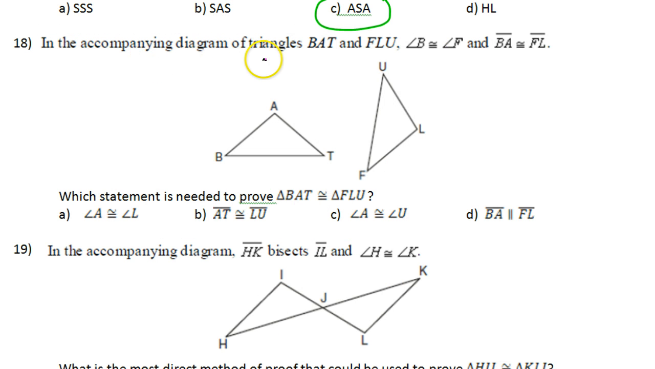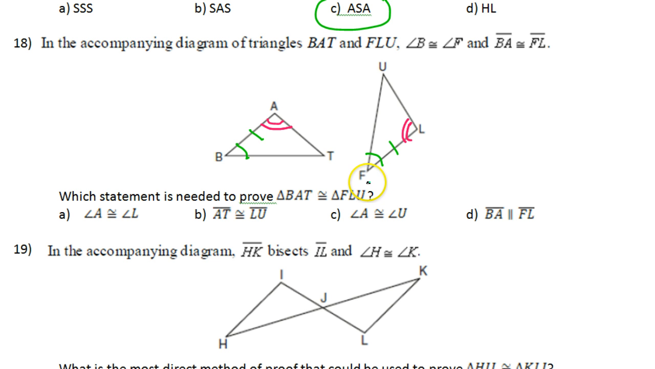All right, in the accompanying diagram of triangles BAT and FLU, angle B is congruent to angle F. And BA is congruent to FL. Which statement is needed to prove the two triangles are congruent? Okay, let's see. Let me switch colors here. So what if angle A were congruent to angle L? Would that prove that they were congruent?